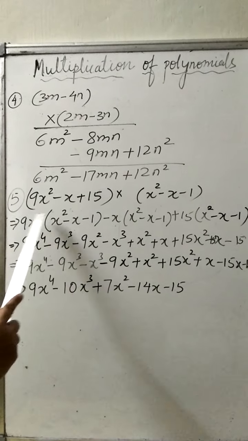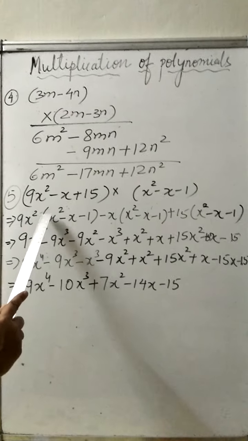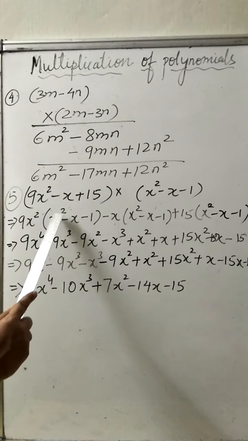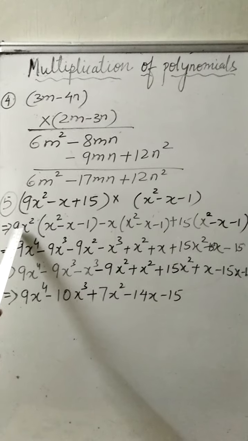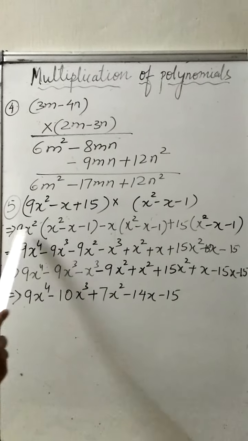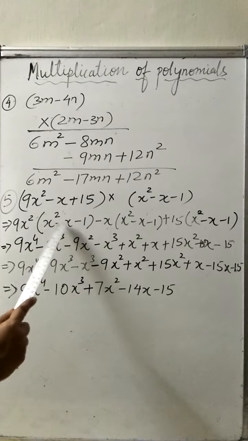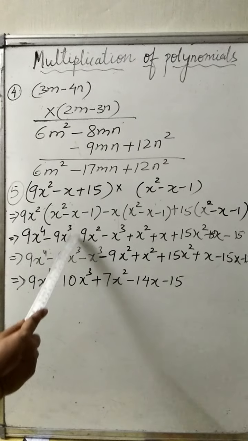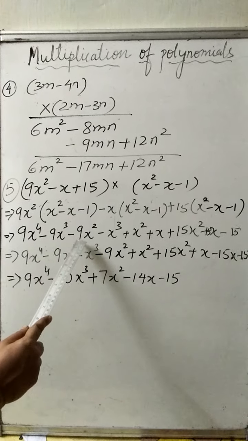So 9x square into x square, because here coefficient of x square is 1. So 9 into 1 is 9, and x to the power 2 into x to the power 2 will give you x to the power 4. Here again 9x square into x. Here 9 is carrying plus sign, here is negative sign, so plus minus minus, so 9x cube. Again here sign will be minus, 9x square into 1 is 9x square.